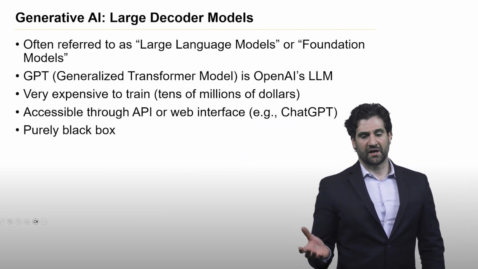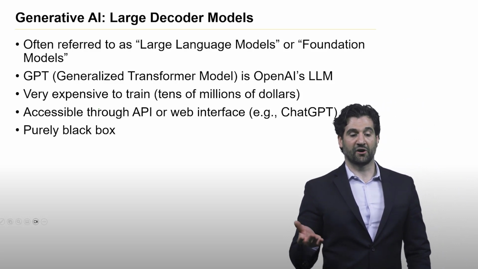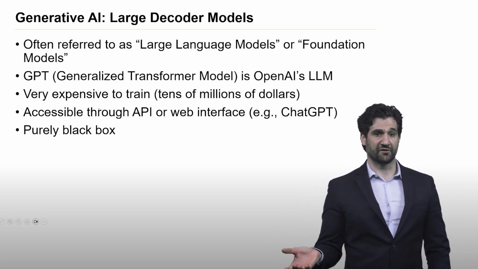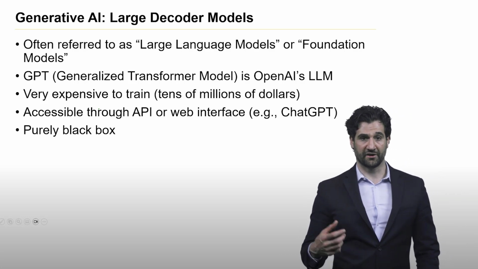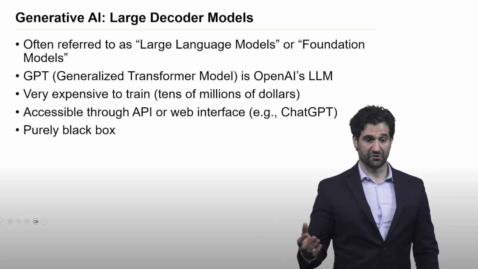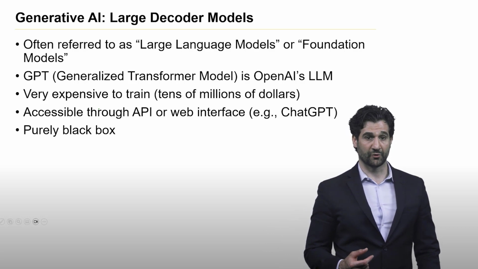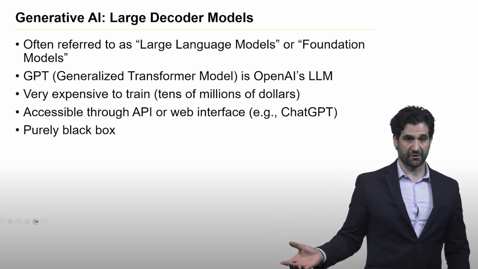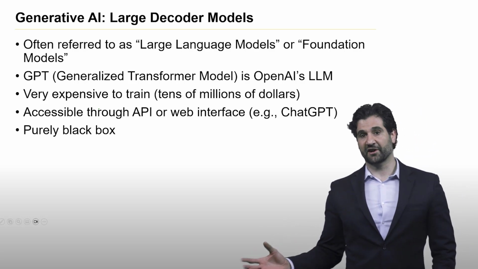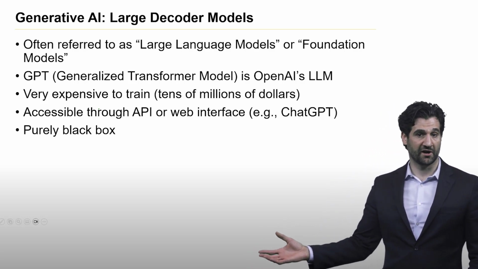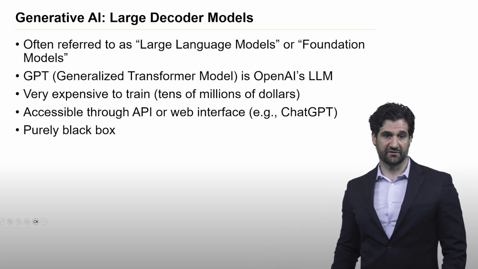So you might hear a lot about what's called a large language model or a foundational model. And this is referring to large models that are trained in this fashion using this decoder framework. GPT in particular, that's OpenAI's LLM. And these things are very expensive to train. They often cost upwards of tens of millions of dollars.